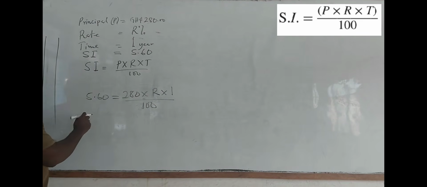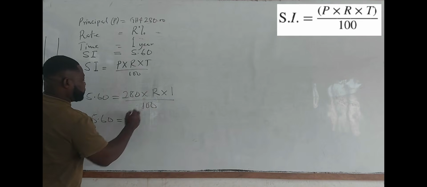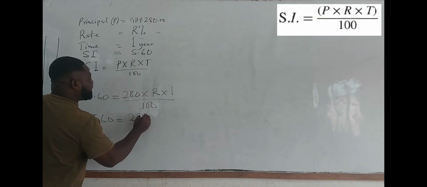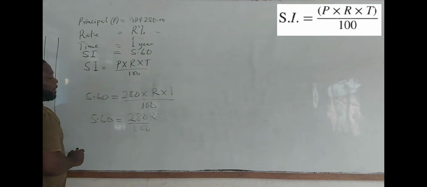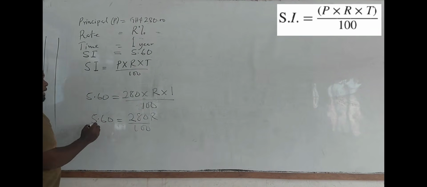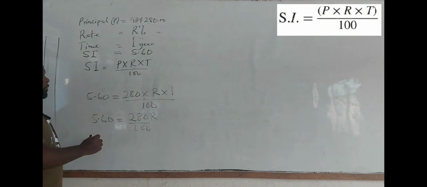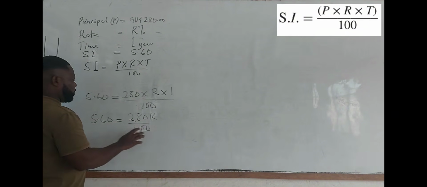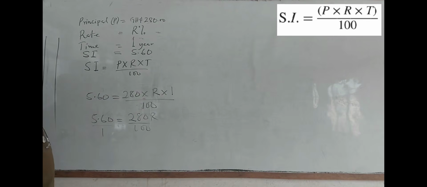top here. So I can do it this way. 5.60 being equal to this times this gives us 280R over 100, right? So this is how we have it. And then we know that when you have things like this, we can either use LCM to work our way out, or we can use cross multiplication also. So this one we can cross multiply.